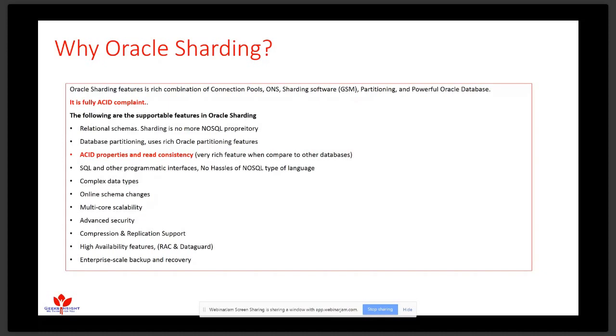But if you want read consistency and you want distributed processing systems, you must have something like an ACID compliant database, which Oracle can give you. And one of the important features is you can also create your shards with RAC and Data Guard. So you can keep Data Guard if you have, and you can also use RAC for each of these shards individually. So that's a high availability feature supported for Oracle sharding.